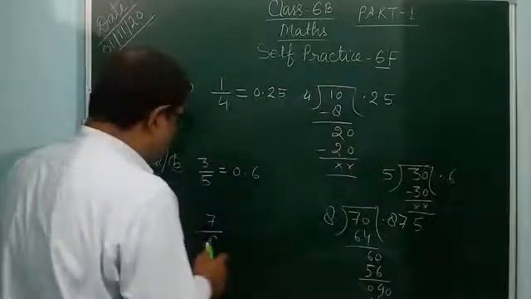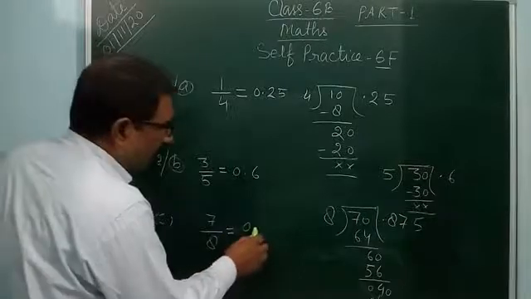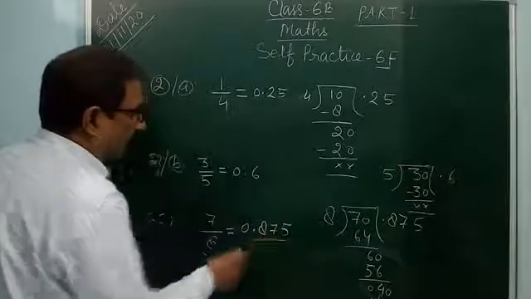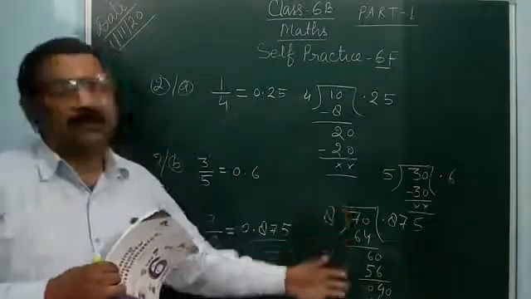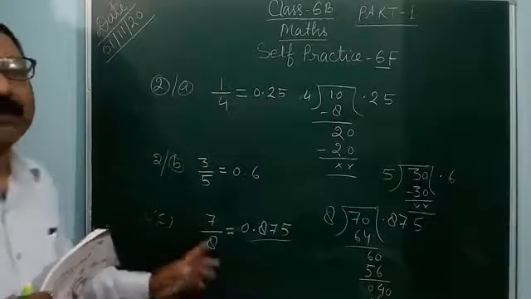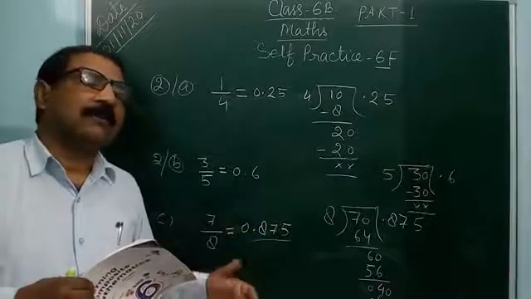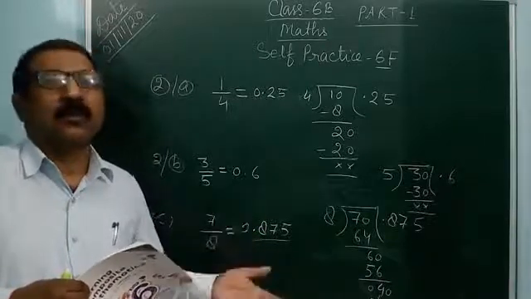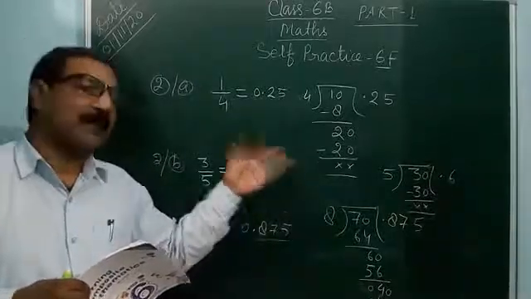So if you are changing 7 by 8 into decimal, it will come 0.875. So like that you can do it by the division method. You divide the numerator by the denominator because the denominator is not 10. If the denominator is given like 10, 100, 1000, 10,000, 1 lakh, 10 lakh, crore, then you can change it already in the very easy way that I explained before.